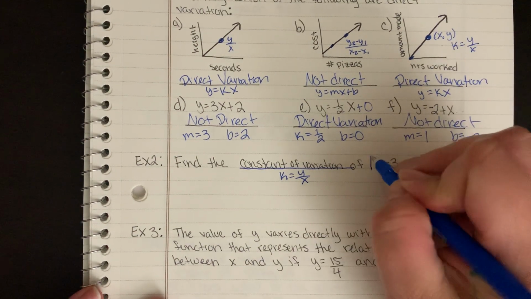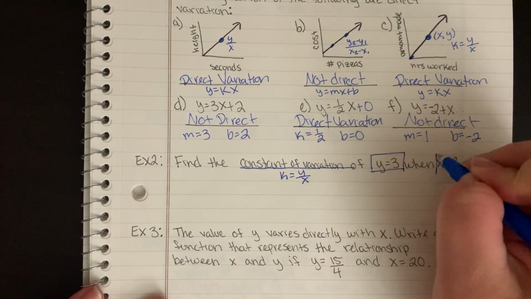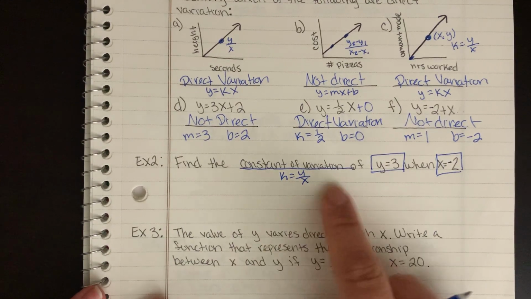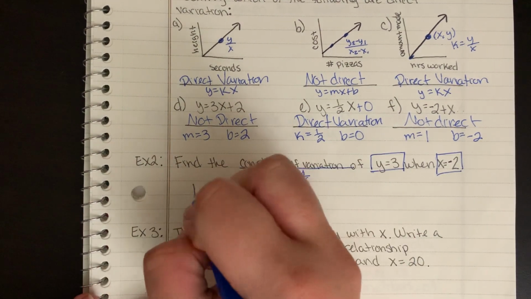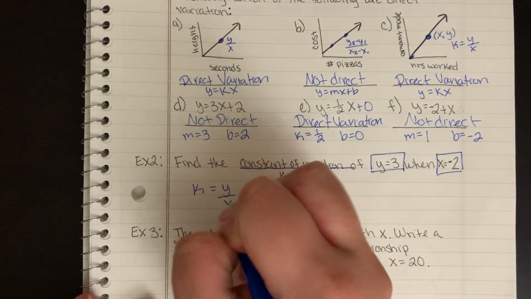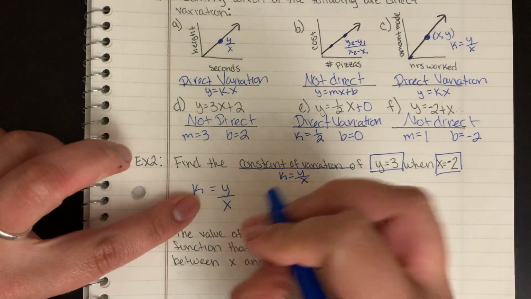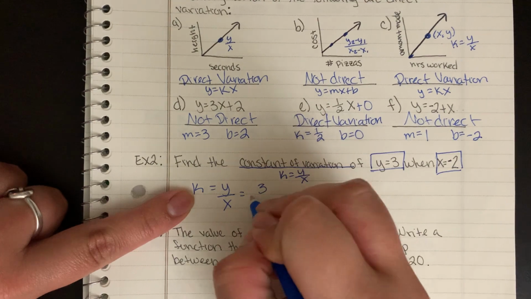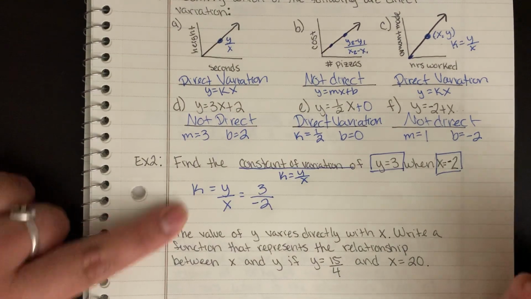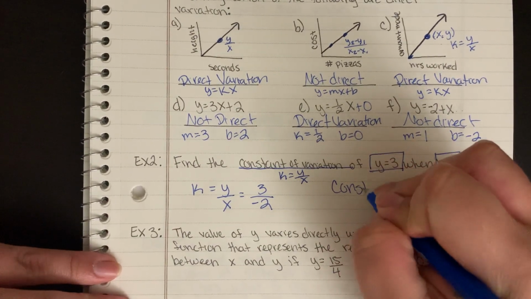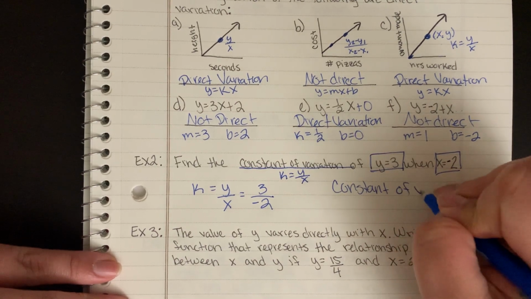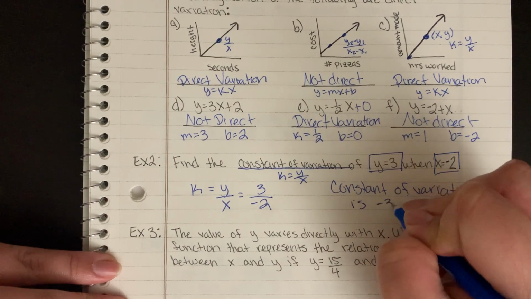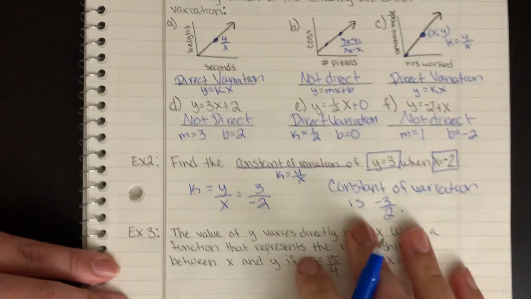So they gave me information that I need. Y equals 3 and x equals -2. I know how to find my constant of variation. I just have to put y over x. So k equals, let's rewrite it, y over x. Y is 3, so I'm going to substitute 3 in for y. And then x is -2, so over -2. So my constant of variation is -3 over 2. Ta-da!